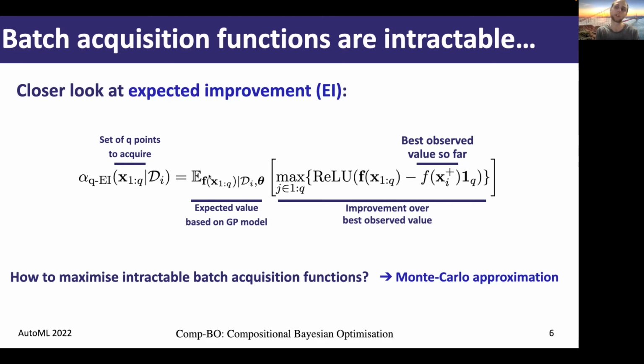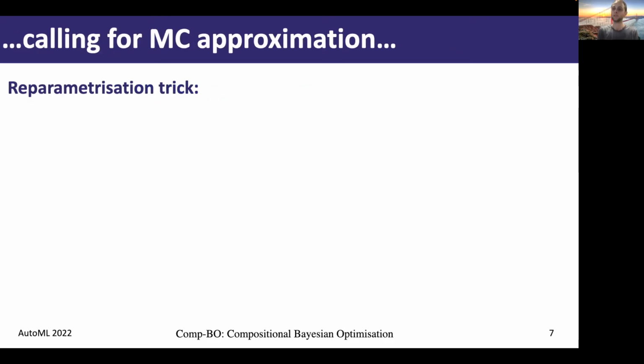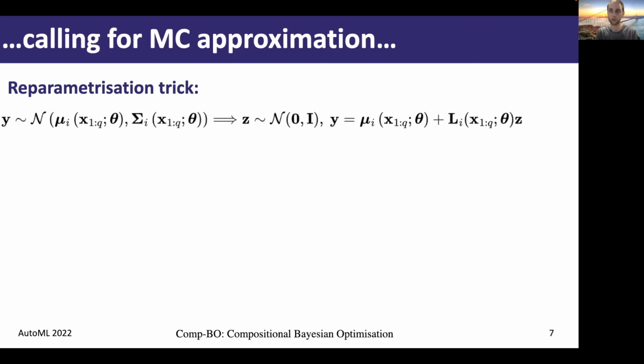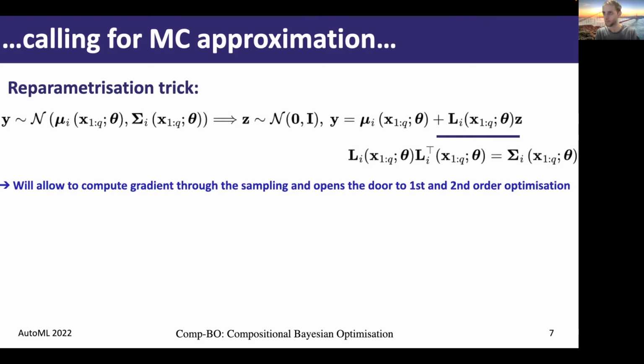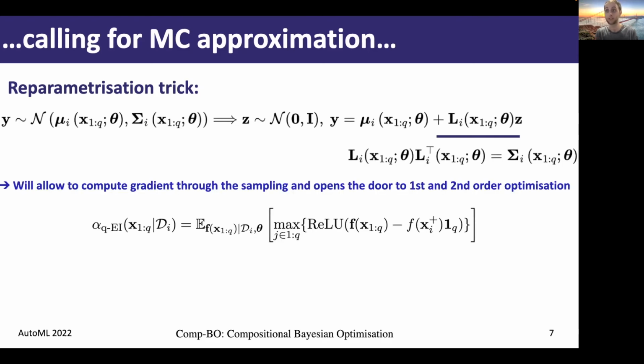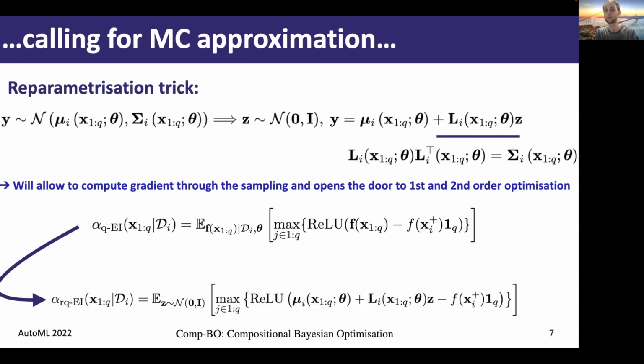But for Monte Carlo approximation, we see that we would need to sample from this Gaussian posterior. The problem is that the Gaussian posterior depends on the variables we want to optimize on. So it depends on x1 to q. So the reparameterization trick allows us to disentangle the sampling procedure from the variables we optimize on. And so this will allow us to compute gradients through the sampling, and it will open the door to first and second order optimization.